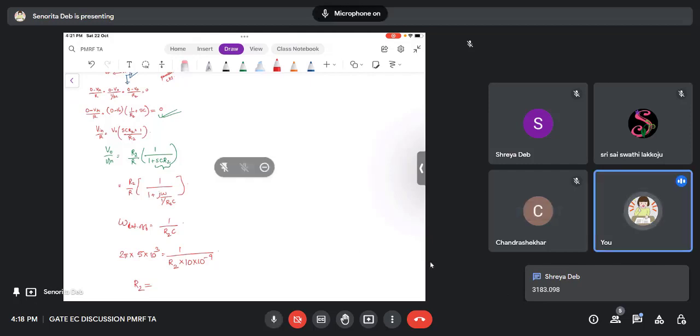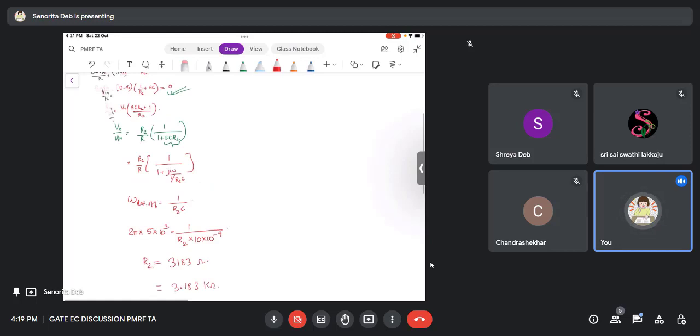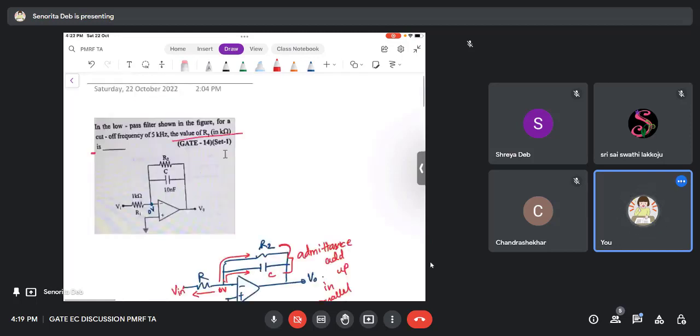Okay, so I have one answer. Chandrasekhar, what about you? Have you solved? So 3183 ohms is the correct answer. It is 3.183 kilo ohms. In the question, I think they had asked for the value of R2 in kilo ohms. So 3.183. This thing you will also have to remember: in numerical answer type, be very careful about the units. You should see the unit and then put in the answer.